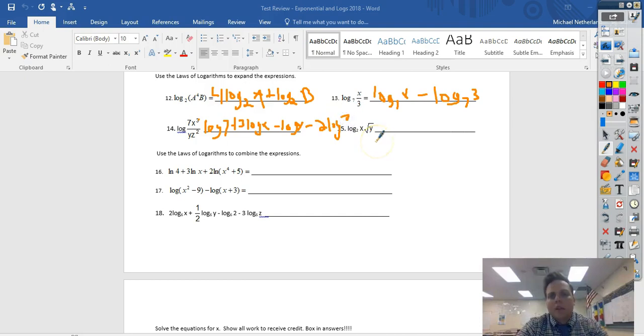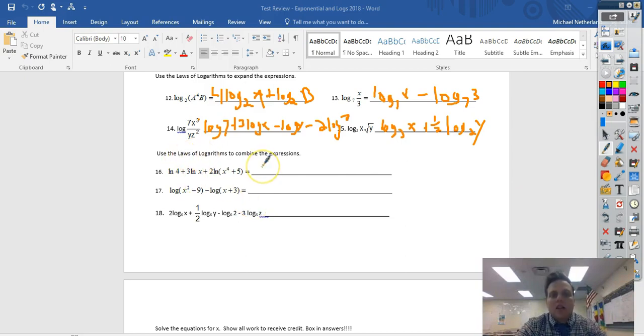Alright? So what about this one? Well, this one I have x times square root of y. Square rooting y is the same thing as raising y to the 1/2 power. So this is really y to the 1/2 power. So x and y are going to get their own logs now. So log base 2 of x plus, and this power of 1/2 that's on y, it's going to go in front of the log. So log base 2 of y. And there we go.